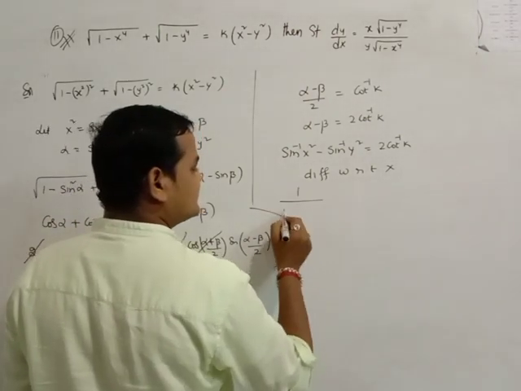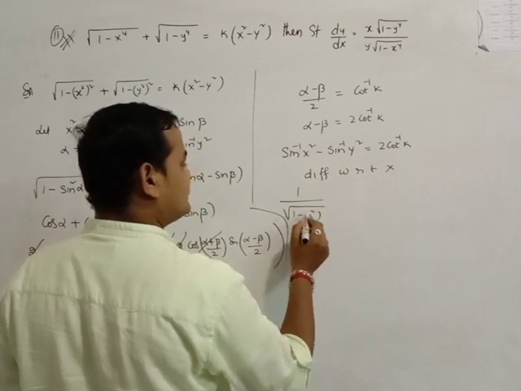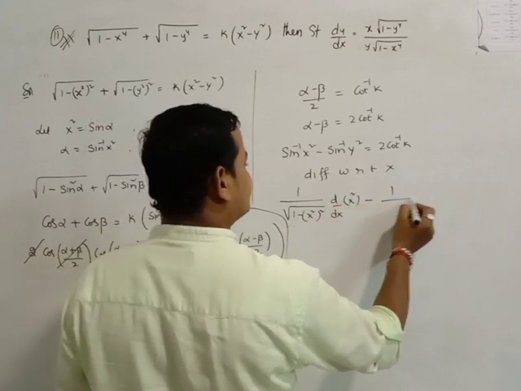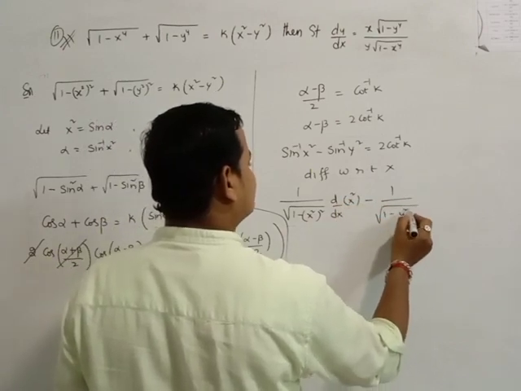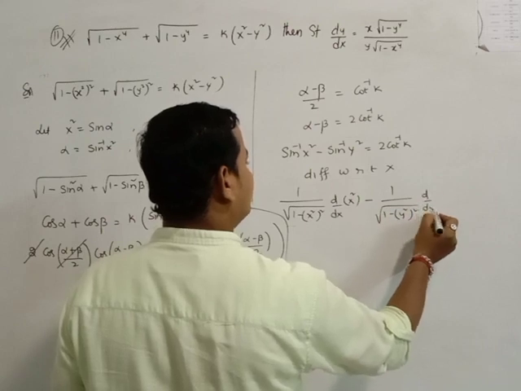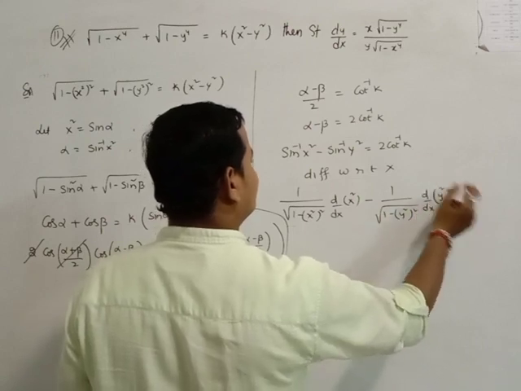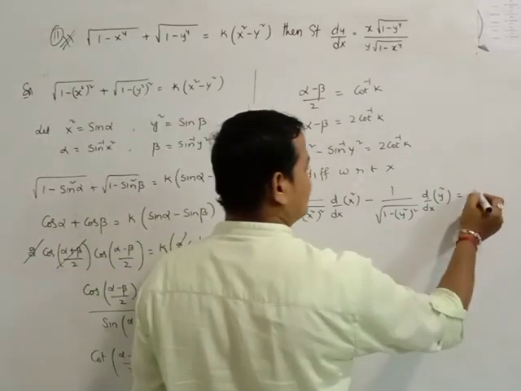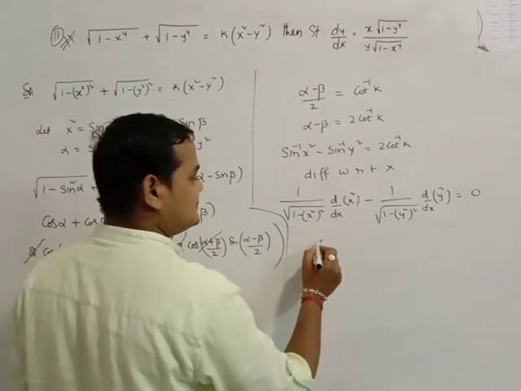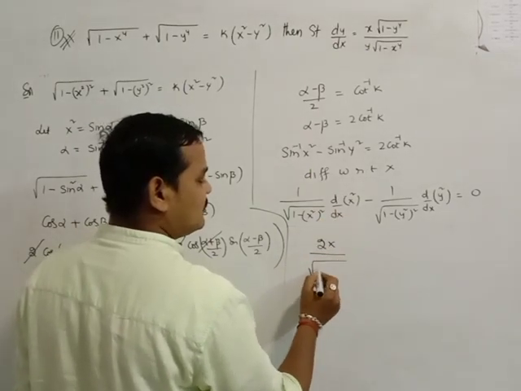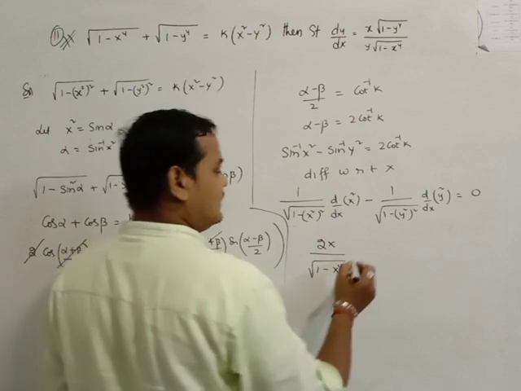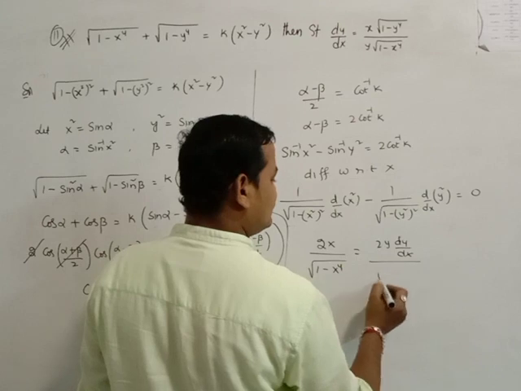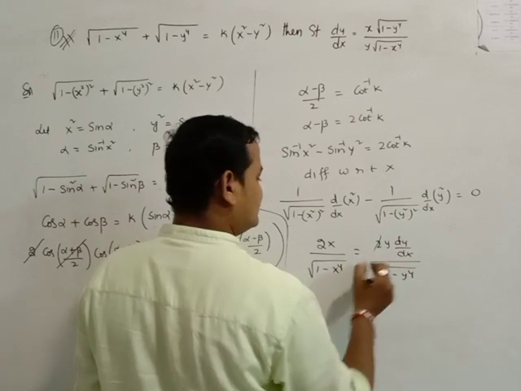The derivative of sin inverse x is 1 by root over 1 minus x square whole square into d by dx of x square, minus similarly 1 by root over 1 minus y square whole square into d by dx of y square is equal to, this is a constant, not related to any x and y, so the derivative becomes 0. So it is 2x by root over 1 minus x power of 4 is equal to 2y dy by dx by root over 1 minus y power of 4. These two cancel.